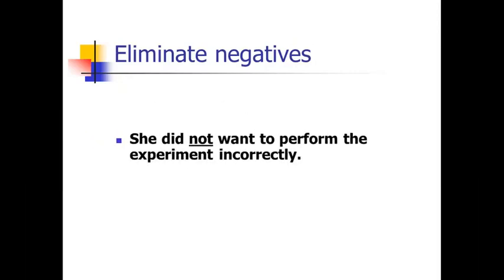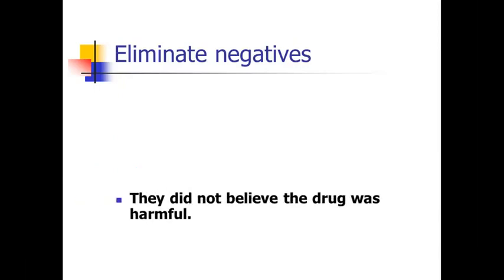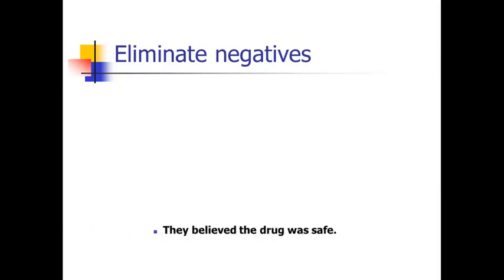construction. Here's another example. She did not want to perform the experiment incorrectly. You can see the kind of double negative there, right? So how do we turn that one into a positive? She wanted to perform the experiment correctly. That's obviously much clearer, that second sentence. They did not believe the drug was harmful. How would we turn that into a positive? They believed the drug was safe.